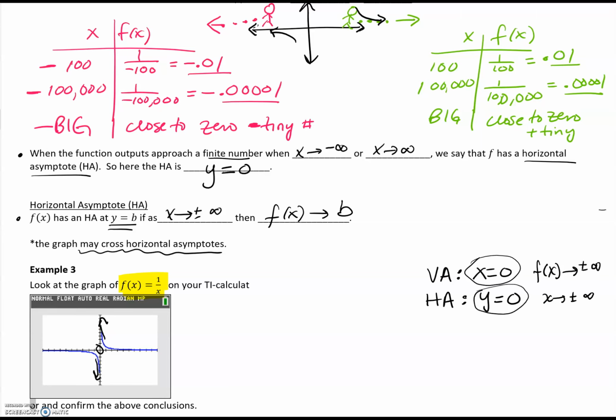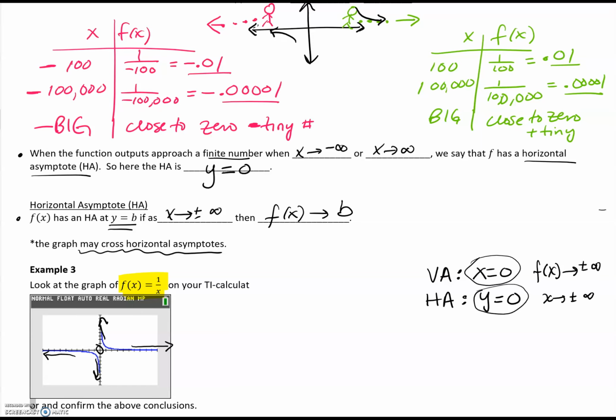And also the TI is a little misleading. It looks like it touches the x-axis. It doesn't really touch it. If I'm walking to infinity, it goes to 0 from positive values of y. And if I'm walking off to negative infinity, it goes to 0 from negative y values. So it looks like our TI confirms the table analysis we did.